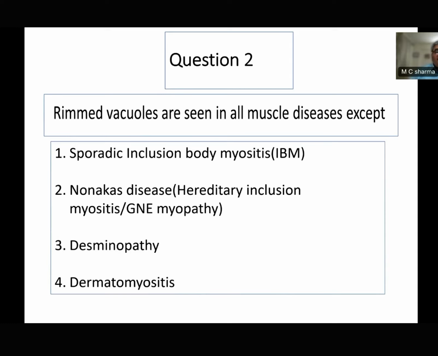Not seen in which of these following? Sporadic inclusion body myositis, desminopathy, or dermatomyositis. Any clue? Which of these is not showing?